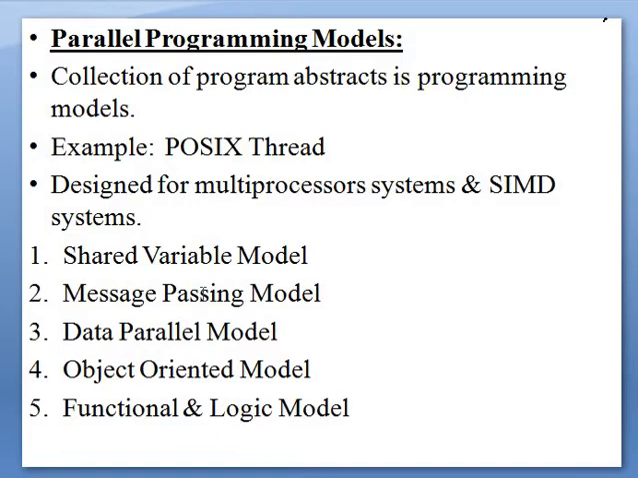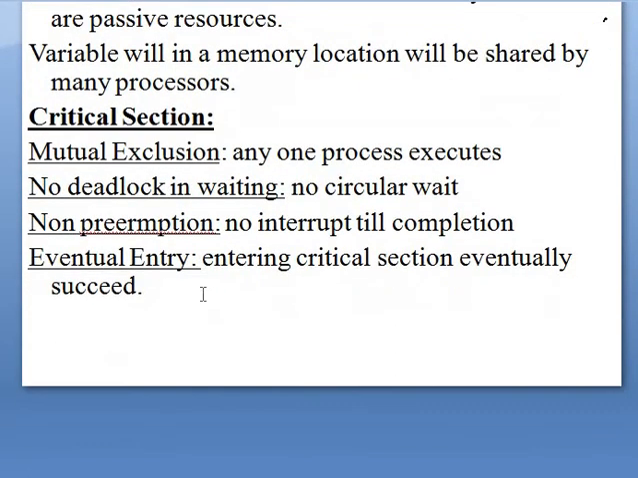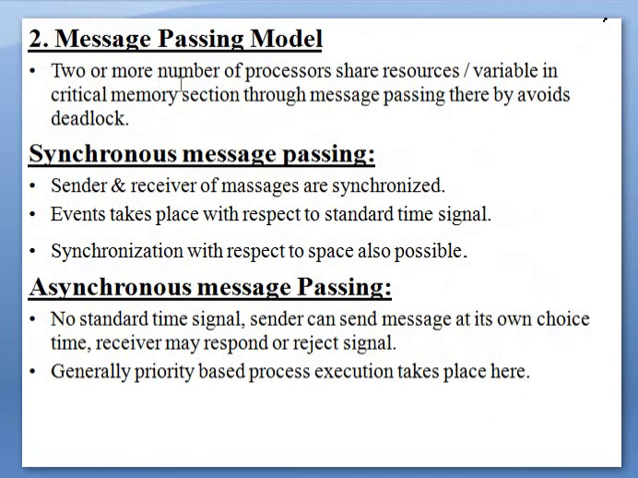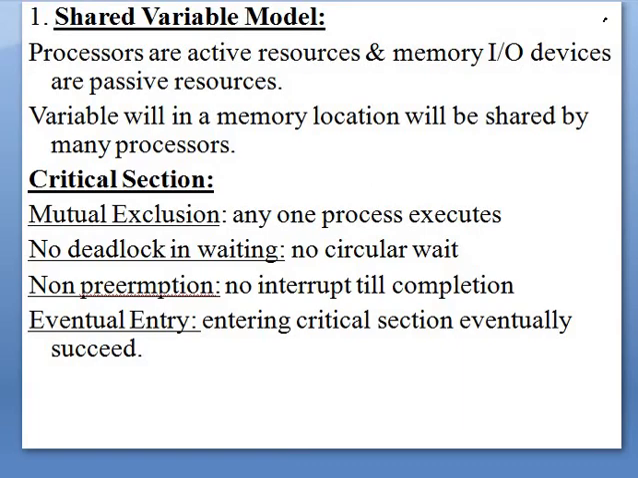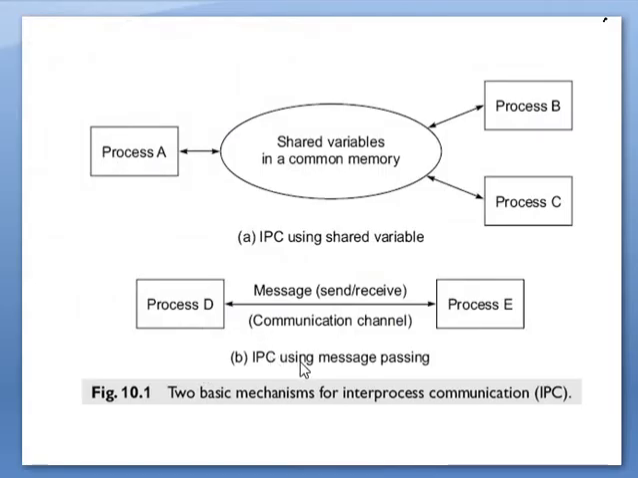You have studied this in embedded systems, please recall. It is a very simple protocol we call message passing. When two or more processors share a resource or a variable in a critical memory, they should communicate with each other through the message passing technique. Here is a diagram, this second diagram. This second diagram is using the message passing technique.